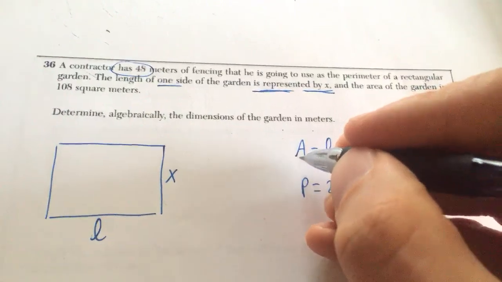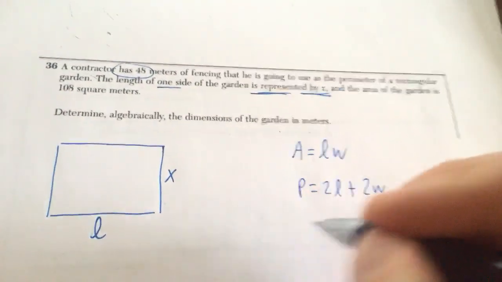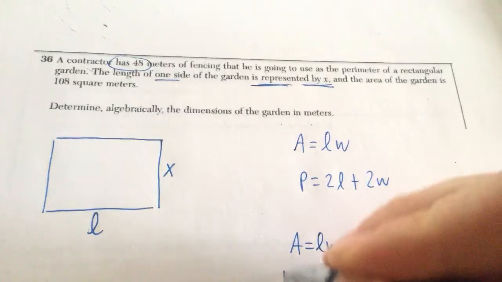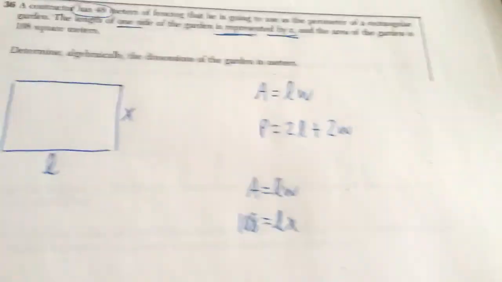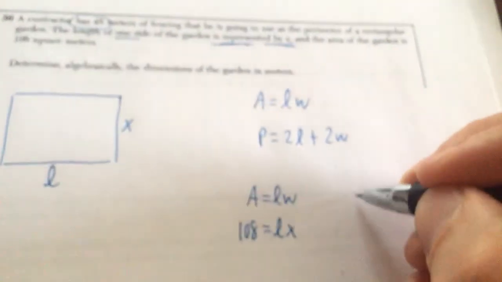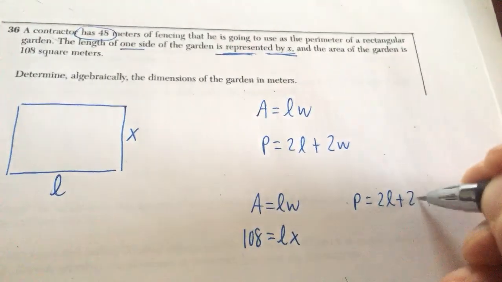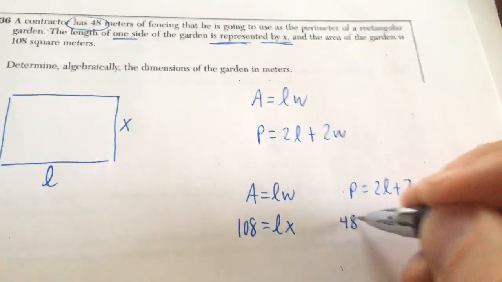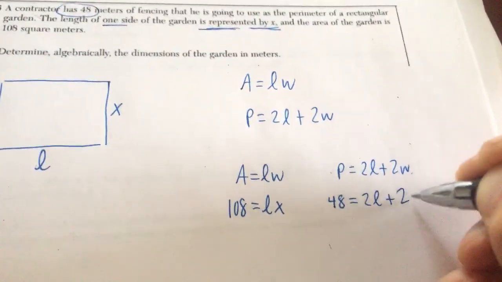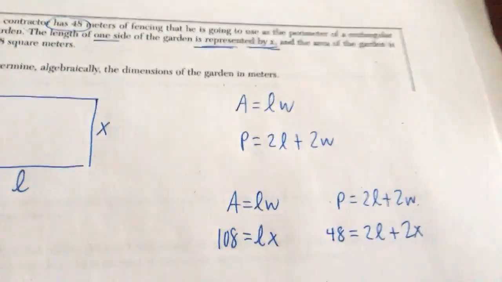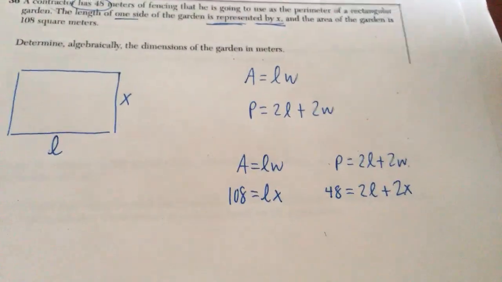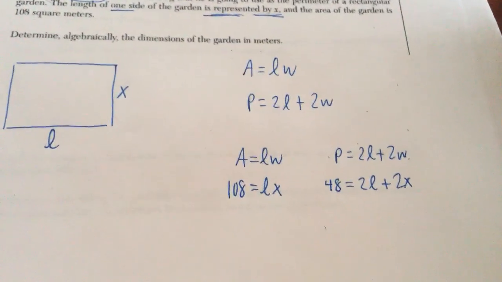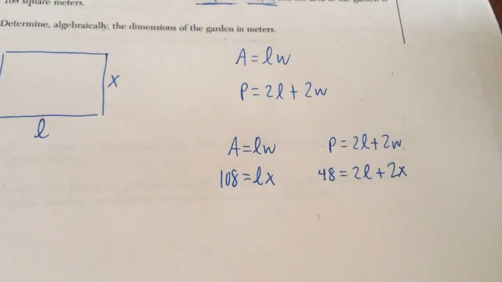We know the area is 108. So we're going to say the area is 108. I just call W X. Now the perimeter has to be 48 meters around. So the perimeter is going to be 48, and then I'm going to change that to X. What you have here is a system of equations that you have to solve. I would recommend doing this by substitution.